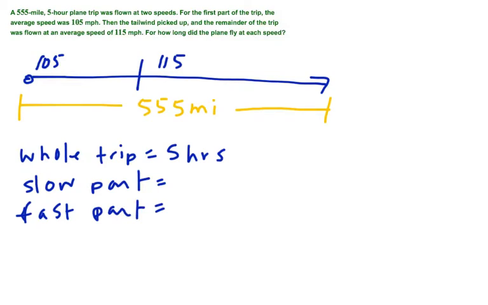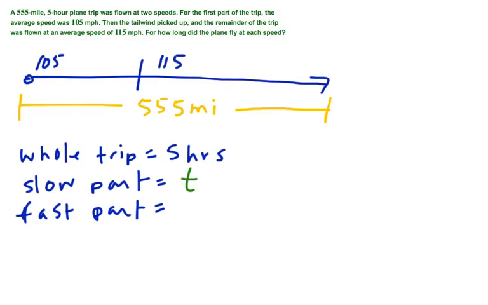Okay, so we also have the slow part of the trip and the fast part of the trip. The slow part of the trip, we don't know how many hours that was. So we're going to call it X. Or actually, let me back up. Let's call it T, because I like time to always be T, and that helps us recognize what we're talking about. If the slow part was T and the whole trip was 5 hours, we can subtract the slow part from the whole trip to get the fast part.